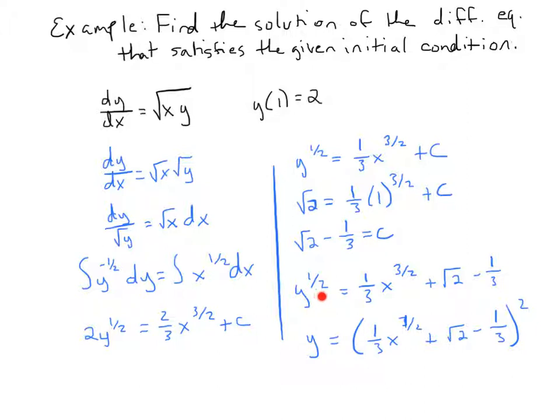So I had y to the 1/2, which is the square root of y, so I just square both sides. And when you square both sides, make sure you're squaring the entire side. And this looks a little bit weird, but just to clarify, that's a 3 right there.